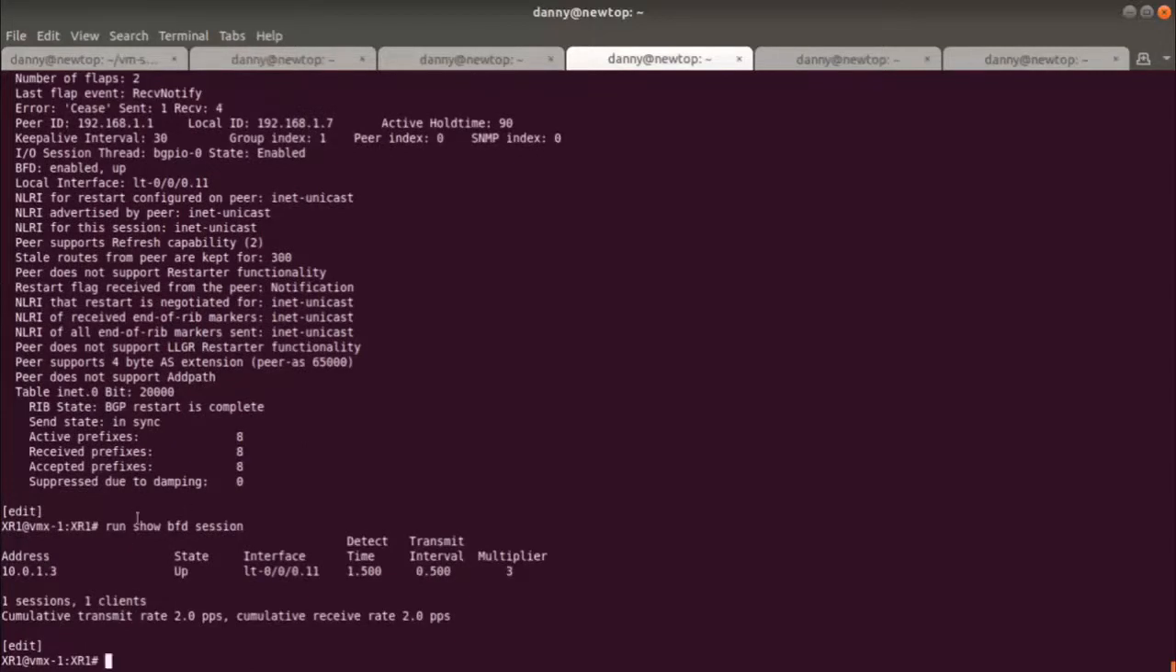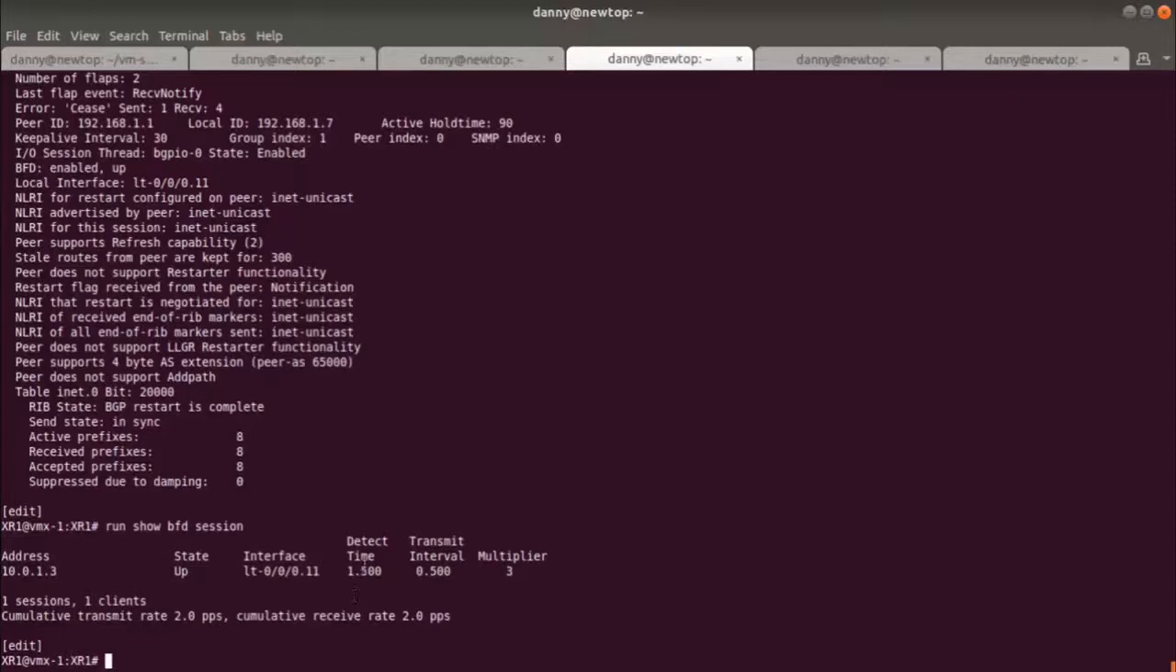And if we do a show BFD session, this is showing us the BFD session that we've configured. We've got the remote IP address, the session state is up, the associated interface. So we've got our transmit interval of 500 milliseconds, multiplier of 3, which means that we're going to detect failures in 1.5 seconds. And at the bottom here, you can see a summary of the number of packets a second we're generating for BFD. And we're looking at an average of 2 packets a second based on this session alone.